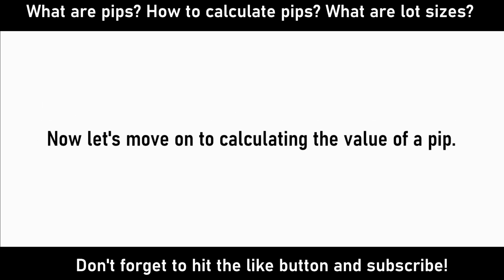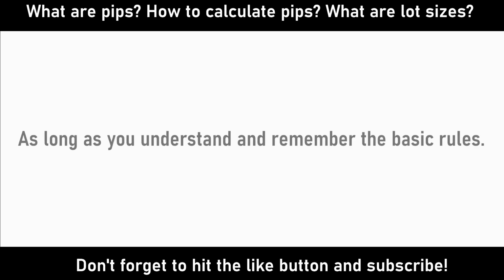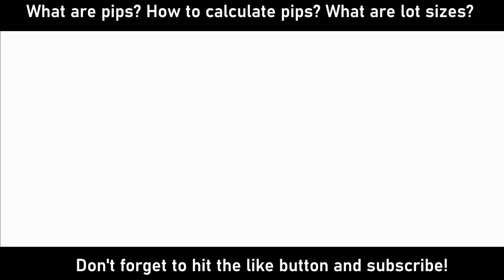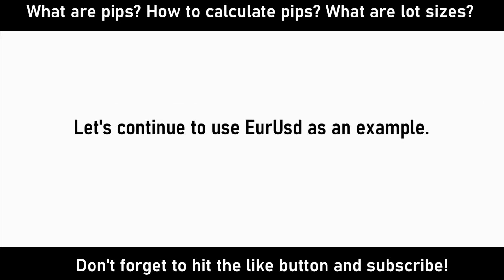Now let's move on to calculating the value of a pip. The formula to calculating the value of a pip is very simple, as long as you understand and remember the basic rules. All you have to do is simply take the amount of pips you're calculating, divide that by the current exchange rate, and then multiply that by the units of the lot size in which you're using. Let's continue to use EUR-USD as an example.